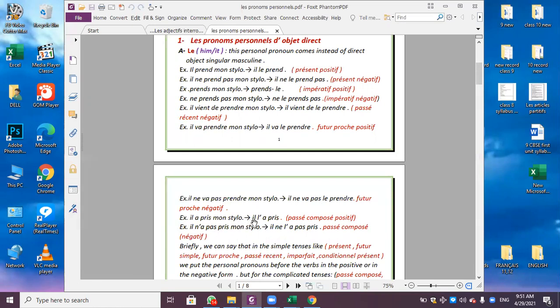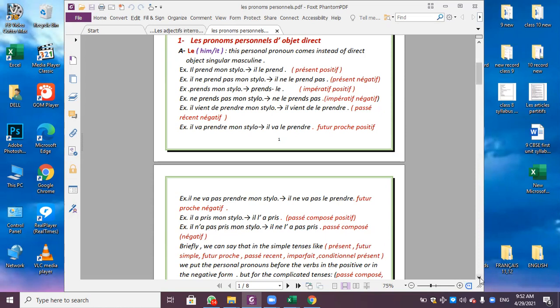Il a pris mon stylo. Il a pris, OK, passé composé positif. Il n'a pas pris mon stylo. Il ne l'a pas pris. Passé composé. Here, we negate the verb avoir in addition to the personal pronoun.